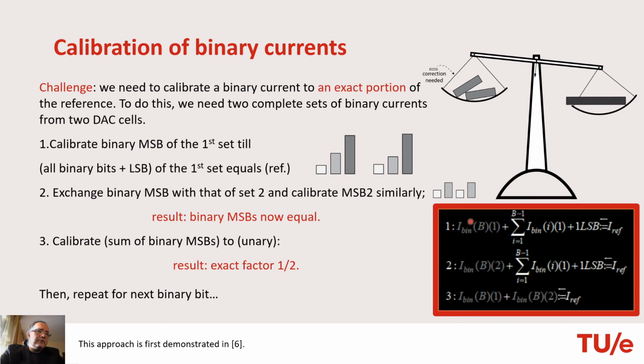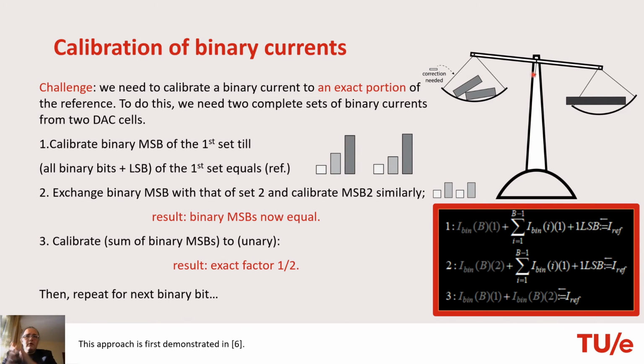current of the first set, and all the other currents, plus 1 LSB. In other words, what we have here is all the currents of the first binary DAC cell, and then this is nominally, of course, equal to the reference. However, because of mismatch, the current comparator will show this branch is higher or smaller.